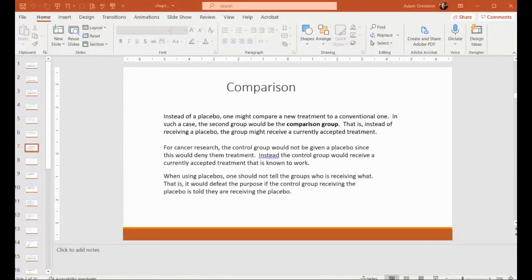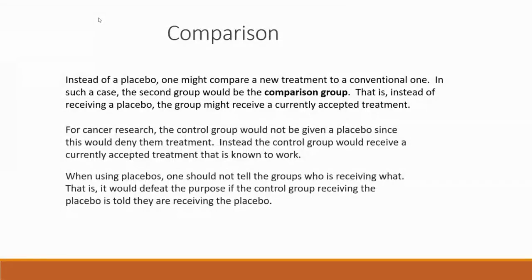There's also this notion of comparison. This is something else that can be done if you're testing, let's say, a new kind of treatment. Instead of giving the control group what's called a fake treatment, you could give them a treatment that's already been accepted into medical practice, one that has been proven to work. So a more conventional one.